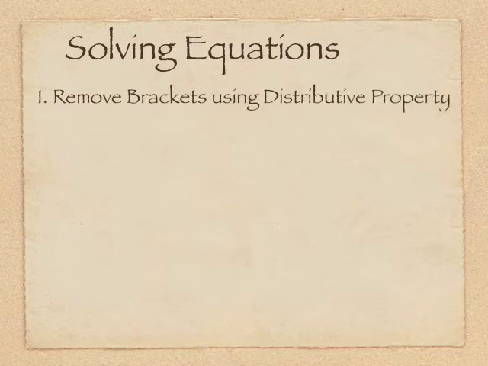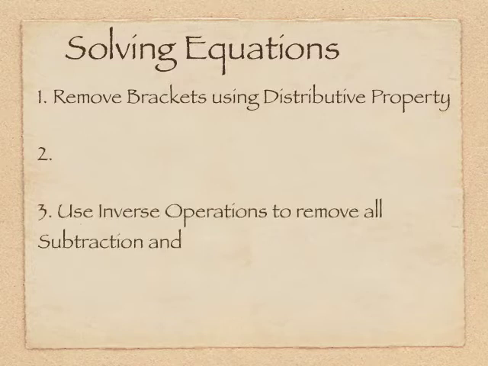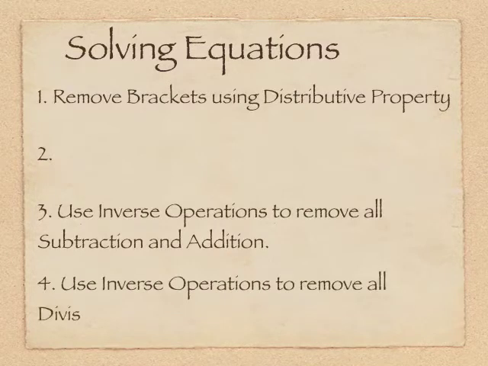We're adding a new step today, and that is we need to remove brackets using the distributive property. We're going to do that before we start to remove the addition and subtraction. We still have one step coming for Mission 5. And then we have use inverse operations to remove all subtraction and addition, then to remove the division and multiplication.